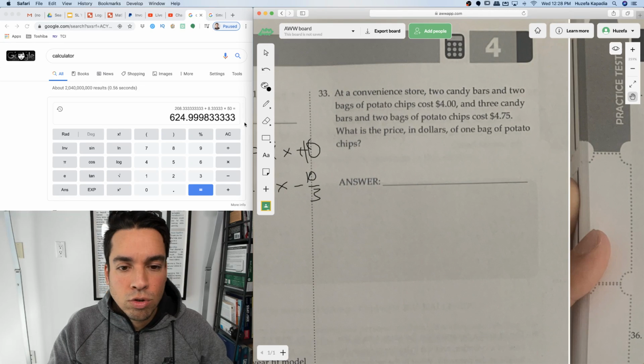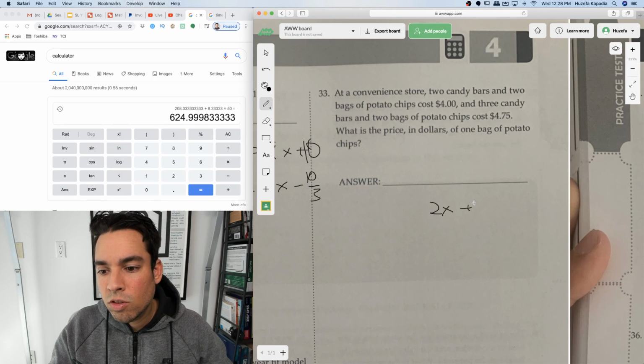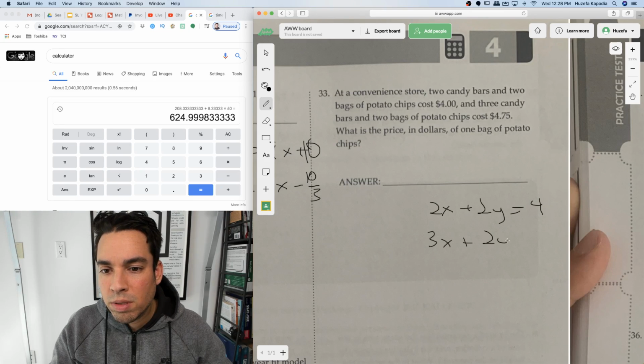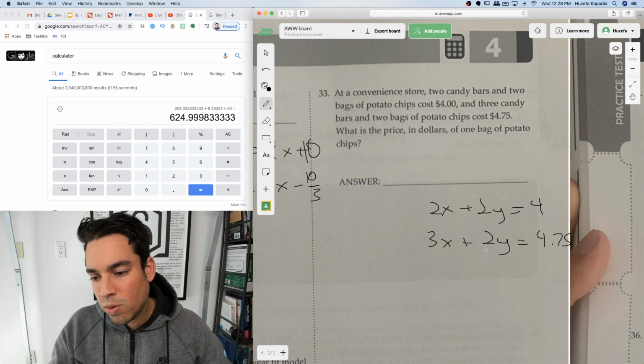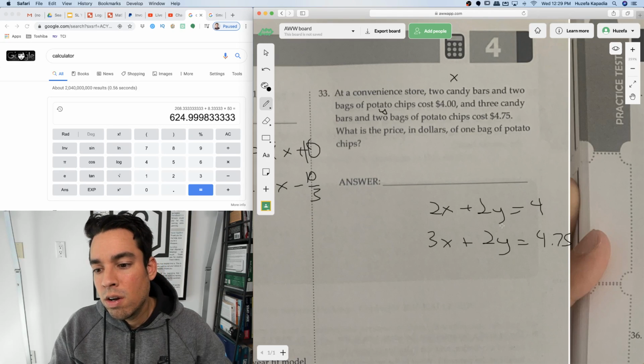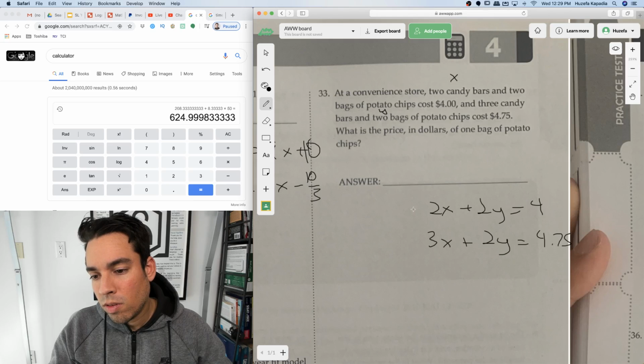33. At a convenience store, 2 candy bars and 2 bags of potato chips cost $4. And 3 candy bars and 2 bags of potato chips cost $4.75. What is the price of 1 bag of potato chips? Notice there's some equations. Candy bars is X. I should have chosen C and P, but that's okay. Y is potato chips. We want to find the price of a potato chip. I'm just going to do the low-hanging fruit. We'll find the candy first, and then I'll find Y.